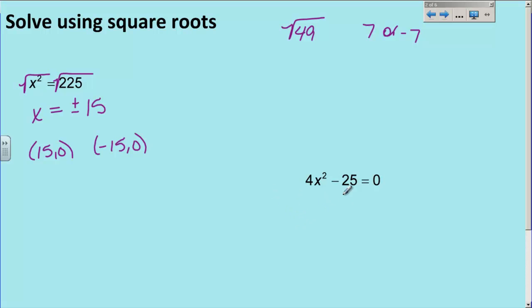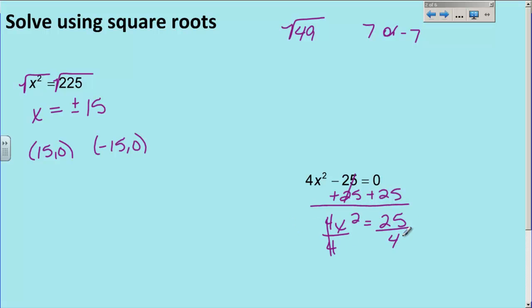So what we want to do is get x by itself. If I want to get x by itself, I'm going to treat this like I do any other equation I have ever solved, and I'm going to start moving stuff. So I'm going to add 25 to both sides. So you have 4x squared equals 25. X, however, is still not by itself. Okay? So I'm going to have to divide both sides by 4.